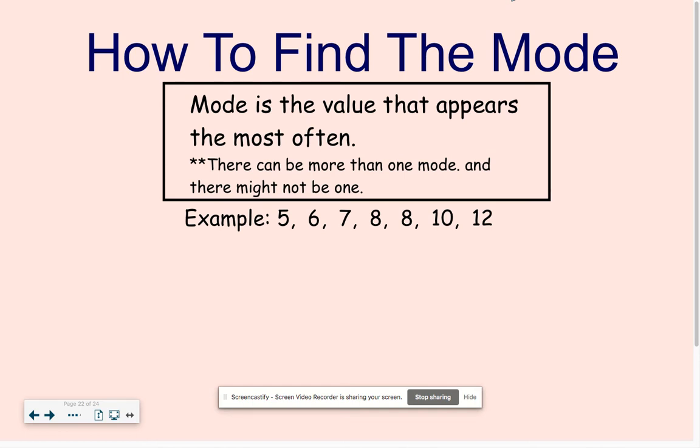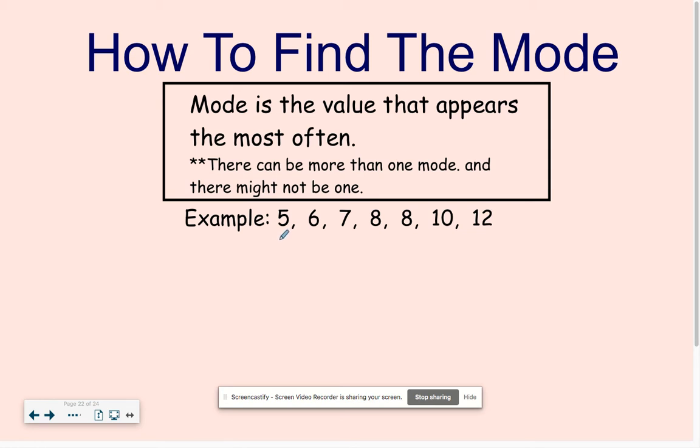Now, sometimes there can be only one, sometimes there can be more than one, but sometimes you might not even have one. If you have all your data that is different, then you're not going to have a mode. If you have more than one that shows up the same amount, then they both can be it.